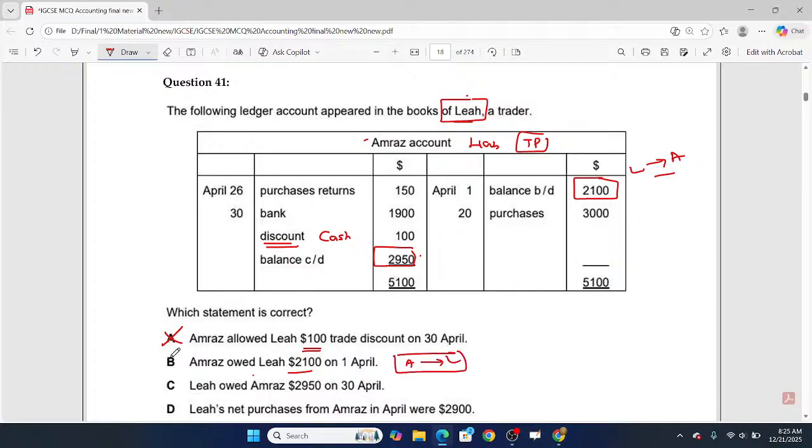No, it's totally different, so it's not correct. Lee owed Ambras 2,950 on 30th April. Yes, of course, this is Lee to Ambras only, in the beginning and in the end. So C is the correct answer. Lee's net purchases from Ambras in April being 2,900? No, purchases being 3,000 and purchase returns being 150, net being 2,850. So that is also not correct. So C is the correct answer here. Is that clear?